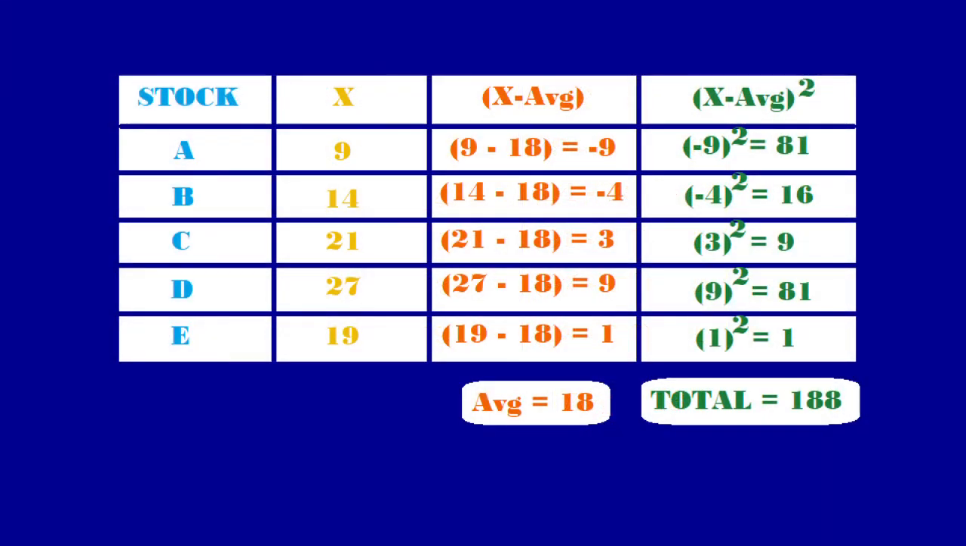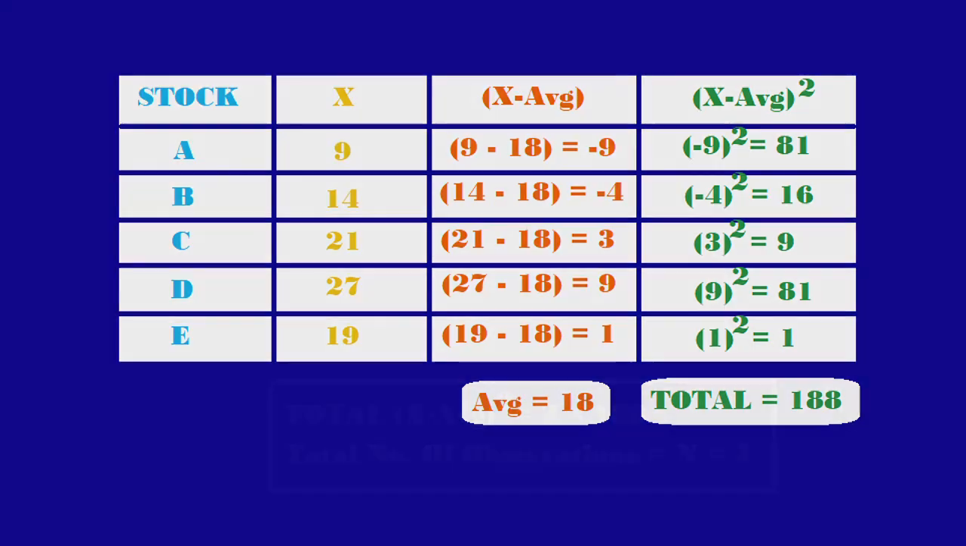Step 3. You have to find the square of this difference for all the 5 cases. This process has been illustrated in column 4. So, in case of stock A, it is square of -9, which is 81. In case of stock B, it is square of -4, which is 16. Similarly, you have to do this for the remaining cases.